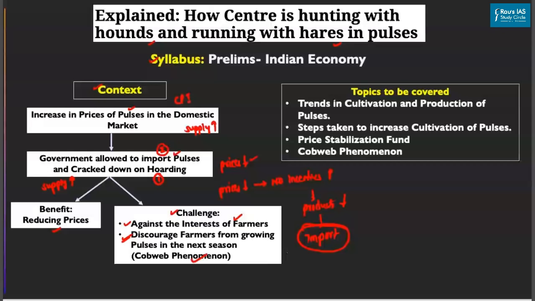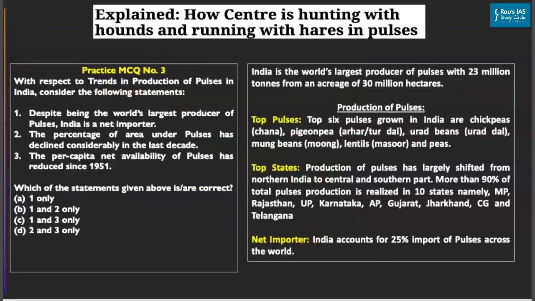So, as far as your examination is concerned, first and foremost, you should understand about the trends in cultivation and production of pulses. This becomes quite important because, as you must have seen in the previous year prelims, a number of questions have been asked with respect to trends in the production of various agricultural commodities. Next, the steps taken by the government to increase the cultivation of pulses, a concept of the price stabilization fund, and the cobweb phenomena. So what we will do is, we will try to cover these topics in the form of prelims-based MCQs, starting with the trends in production and cultivation of pulses.